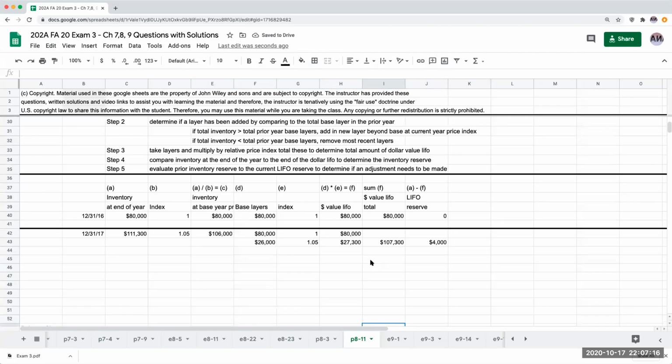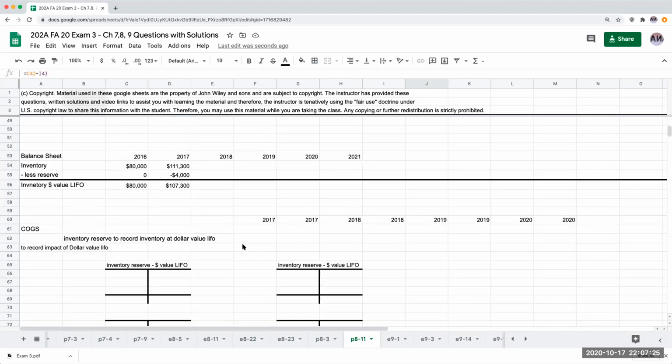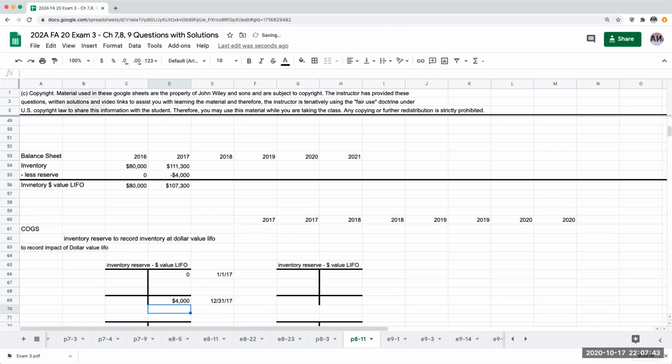Okay, so right over here, my balance sheet is this amount of inventory less my reserve of 4,000. When it comes to doing the adjustment, since this had a 0 balance on 1/1/17, and to do the journal entry, the ending balance at 12/31/17 was 4,000. So the adjustment I need to cost of goods sold is going to be $4,000.